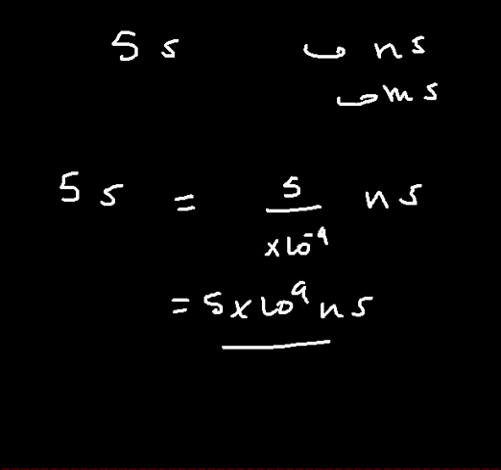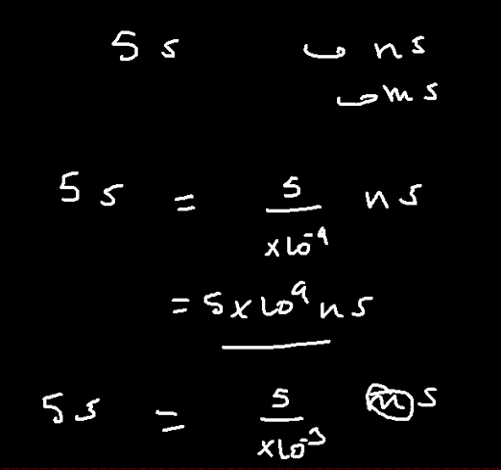And how about in milliseconds? 5 seconds is the same as milliseconds, in the sense that we have to divide by the value of milli, which is 10 to the power negative 3. That will be given as 5 times 10 to the power positive 3 milliseconds. So that's how you can have it.